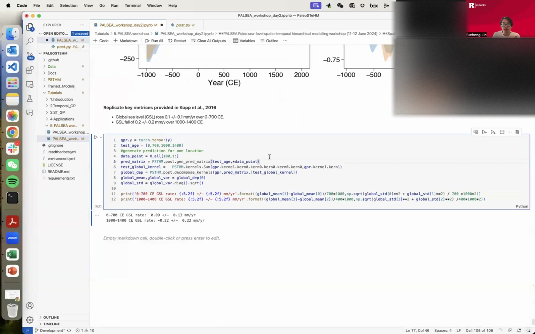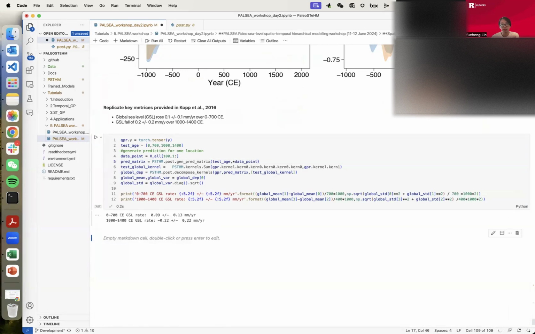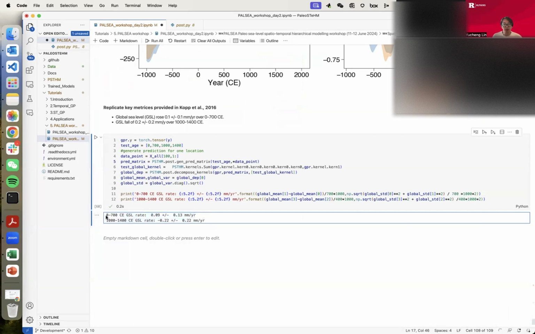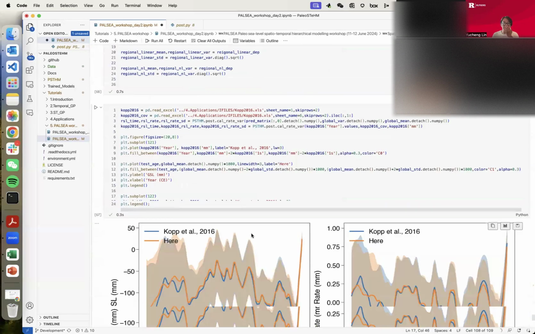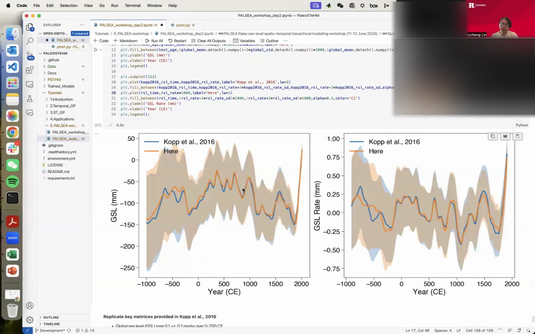So then we can make some interesting interpretation of global mean sea level change during the past. Here you can see that I can quantify the global mean sea level change between 0 and 700 CE as about 0.09 millimeters per year, and between 1,000 and 1,400 CE it is around negative. Global mean sea level is dropping for some periods, but the uncertainty is quite large. And then you can try to do some interesting things based on the global mean sea level reconstruction.